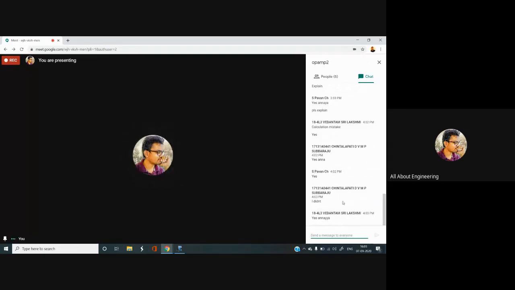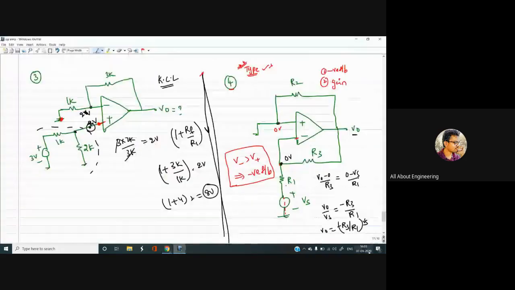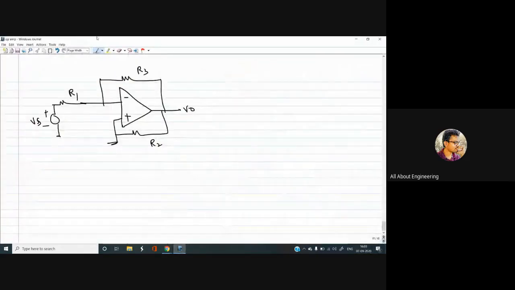Sorry, R2. As for R2, there is a slight chance of confusion that it might be positive, negative, or no feedback. So you should strictly check the type of feedback, but that should not be long enough to waste your time. You should be as quick as possible in determining the type of feedback. The same circuit can be redrawn like this.